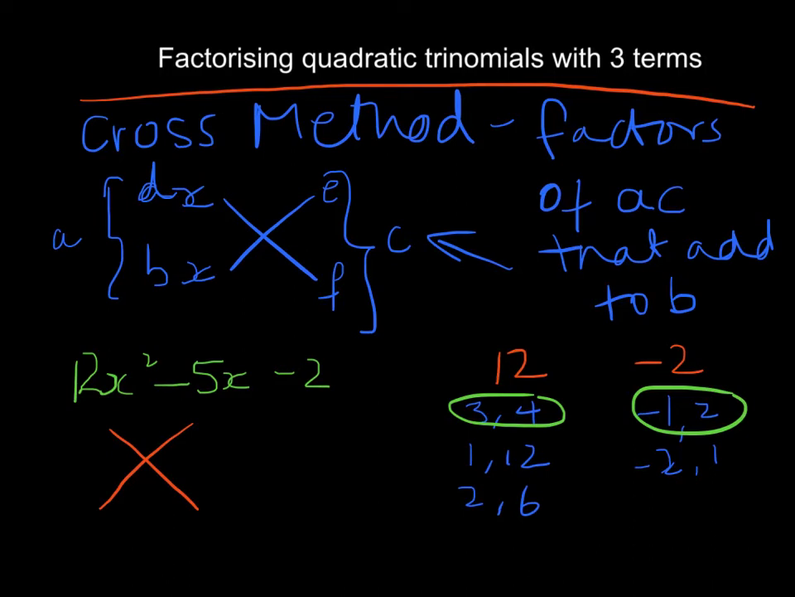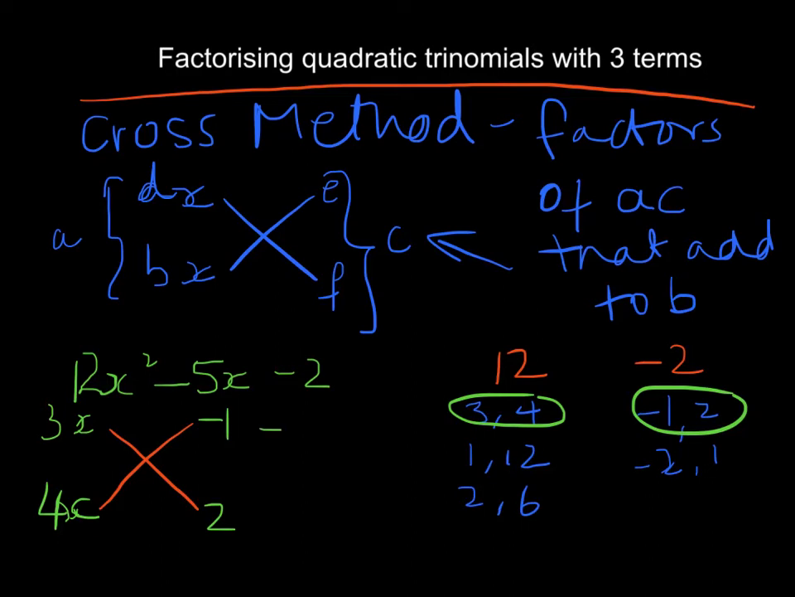So if I then put it in, my x values always go on the left hand side. So x there, x there. What are the multiples in front of my x? I'm going to try 3 and 4. And on the other side, I'm trialing -1 and 2. So I've got 2 times 3, which is 6, and -1 times 4. So do I get -5?